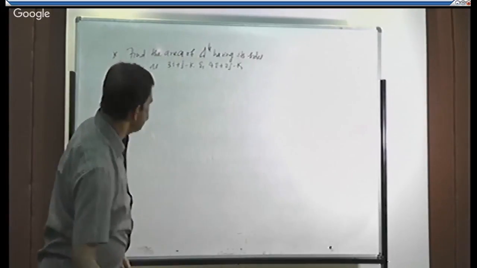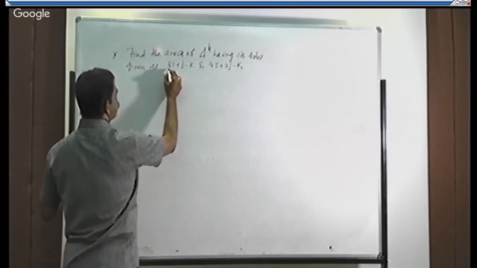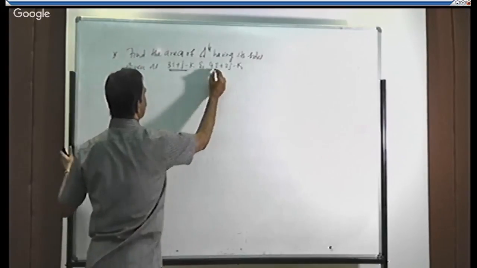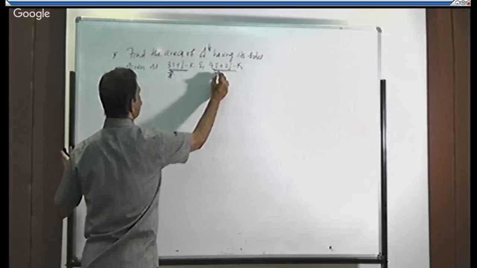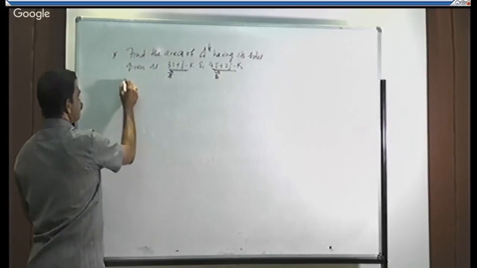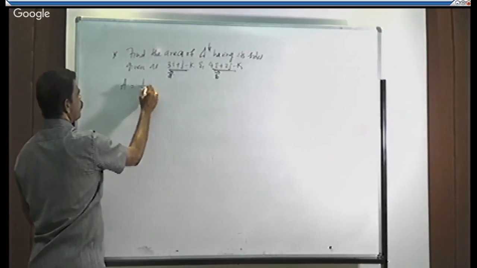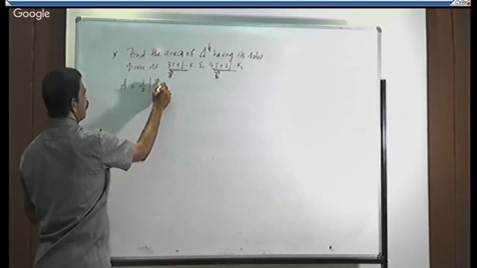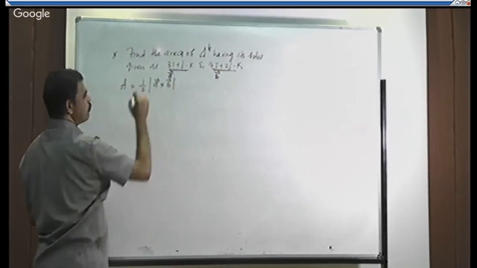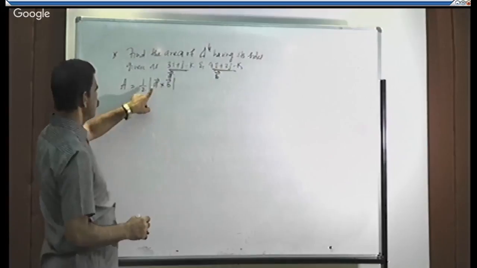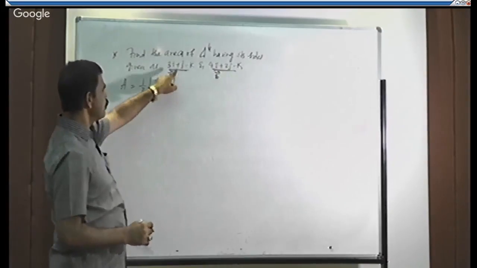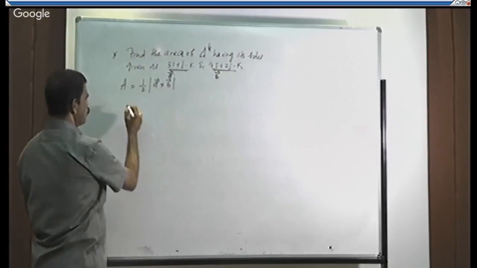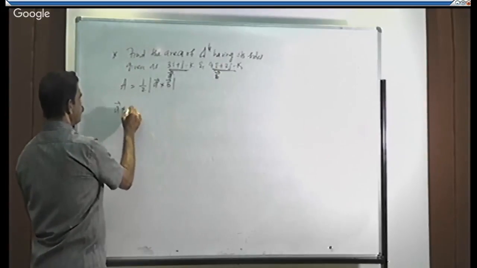Consider the vectors as the sides of the triangle. This is side A and this is side B. What is the area of the triangle? Area of triangle is magnitude of A cross B into half. That is half of magnitude of A cross B. What are A and B? A and B are the two sides of the triangle. First get A cross B.